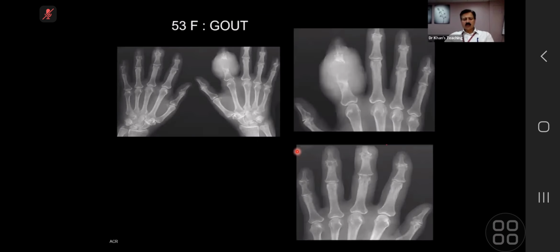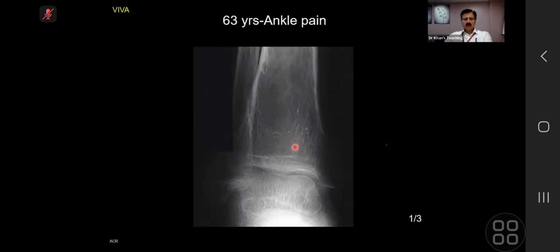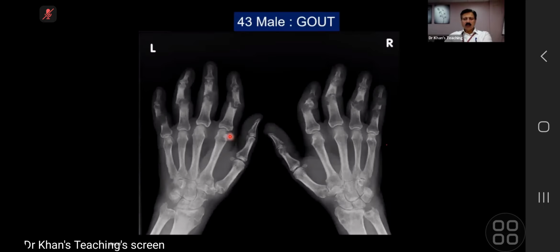This is another case of gout in which, look at this soft tissue tophus. So this is a further example of gout. Okay, we stop here and we will take a 5-minute break.